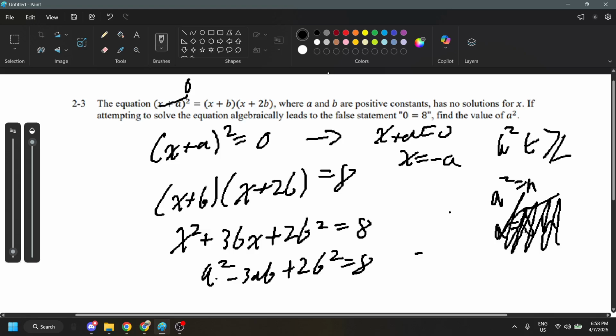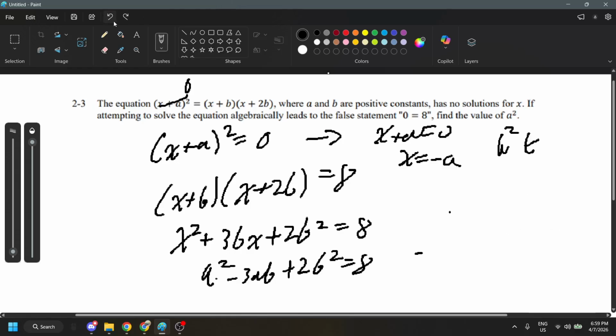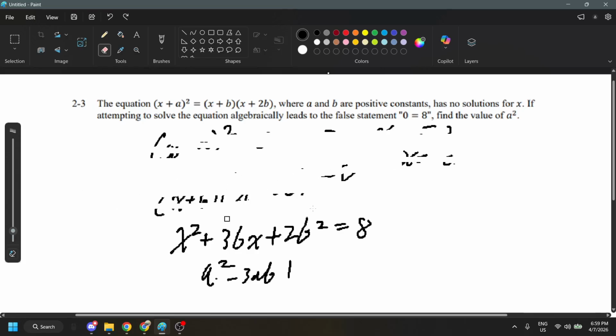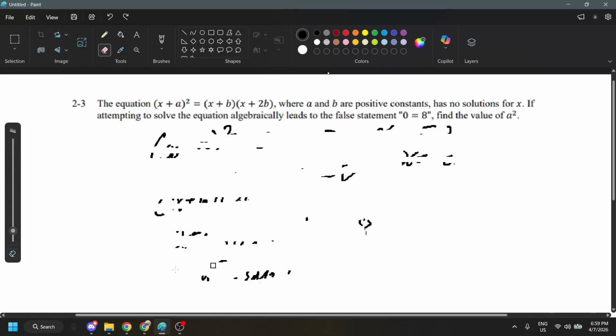Attempting to solve the equation algebraically leads to the false statement 0 is equal to 8. So that means I'm doing it wrong. I'm doing it wrong because x is... If you were to attempt to solve it algebraically, we get 0 is equal to 8.